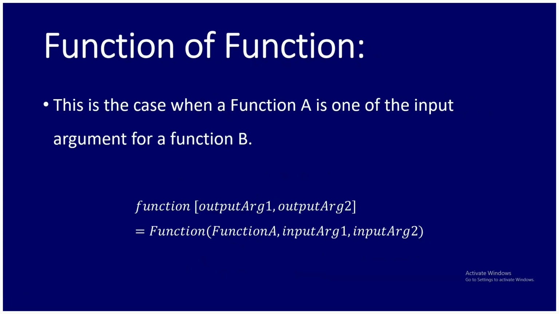Okay, so this is the last part of this video, the function of functions. This is the case when function a is one of the input arguments for a function b. So this takes this form. We will define a new function. There are some output arguments. This is the function name, function b actually, and function a will be an input argument, and there are some other input arguments as well.